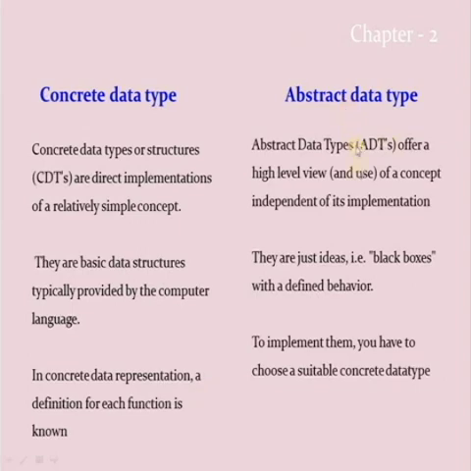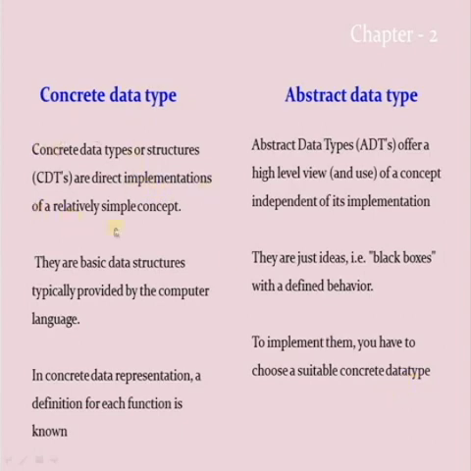Now, have some idea about the abstract data type and the concrete data type. So, abstract data type is independent of its implementation. You know this point. We have discussed only this point yet. Next point is, they are just ideas called black boxes with a defined behavior. So they are all ideas. To implement them, you have to choose a suitable concrete data type. Is it clear?